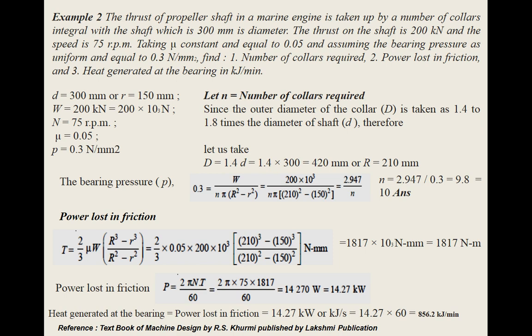As I said previously, the power loss in the friction is equal to the heat generated at the bearing. So it is the same value. Heat generated at the bearing is equal to 14.27 kilowatt or kilojoule per second. You can convert it into per minute by multiplying by 60. It is 856.2 kilojoule per minute.